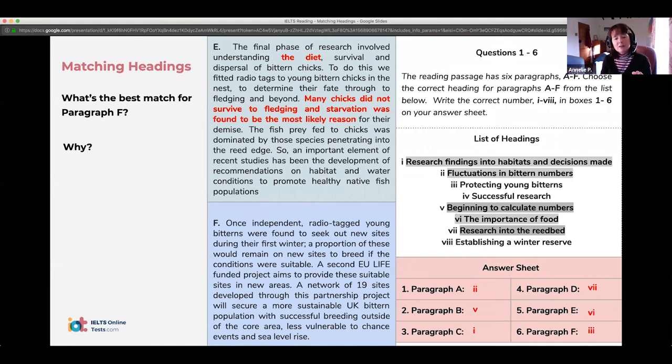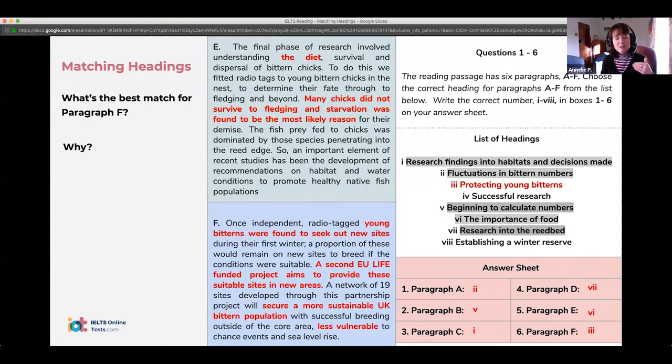So yes, lots of mentions of young bitterns and protecting. Provide suitable sites, sustainable population, secure, less vulnerable. That's all about preservation. So you can see that F is much closer to the third heading than E is, if you compare the two. All right. Well done.